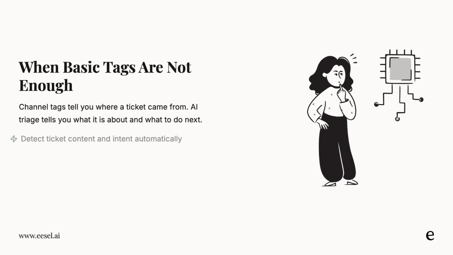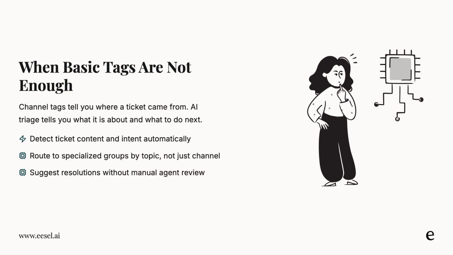Channel tags are a great starting point, but they only tell you where a ticket came from, not what it is about. When your team needs to understand ticket intent automatically, set priority, or route by topic rather than channel, that is when AI triage becomes the better tool.